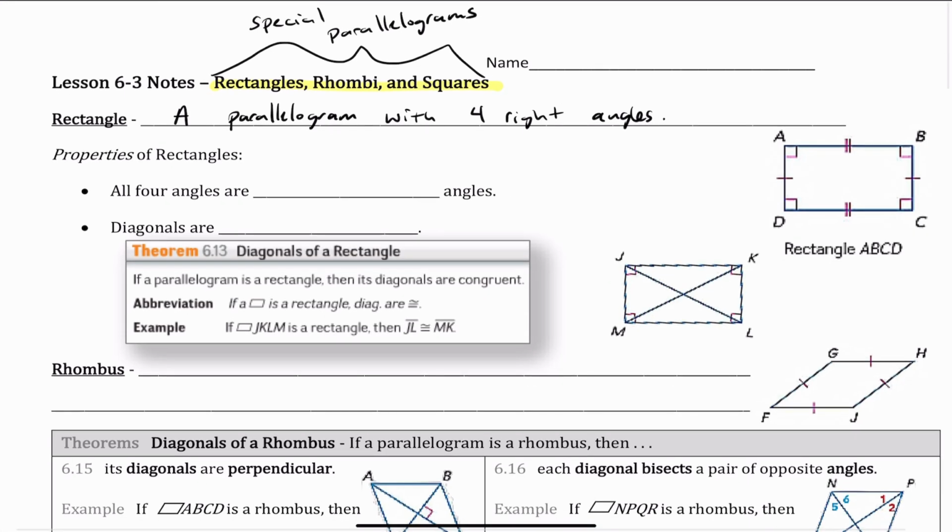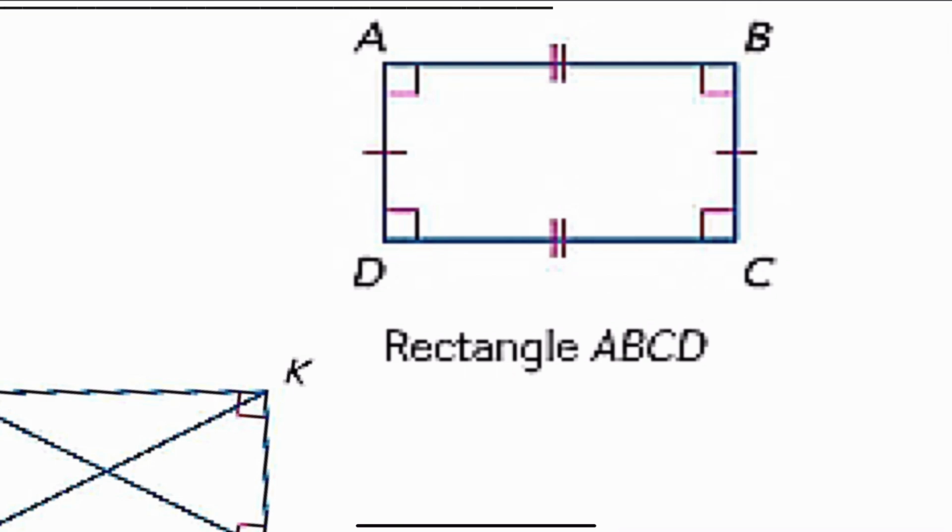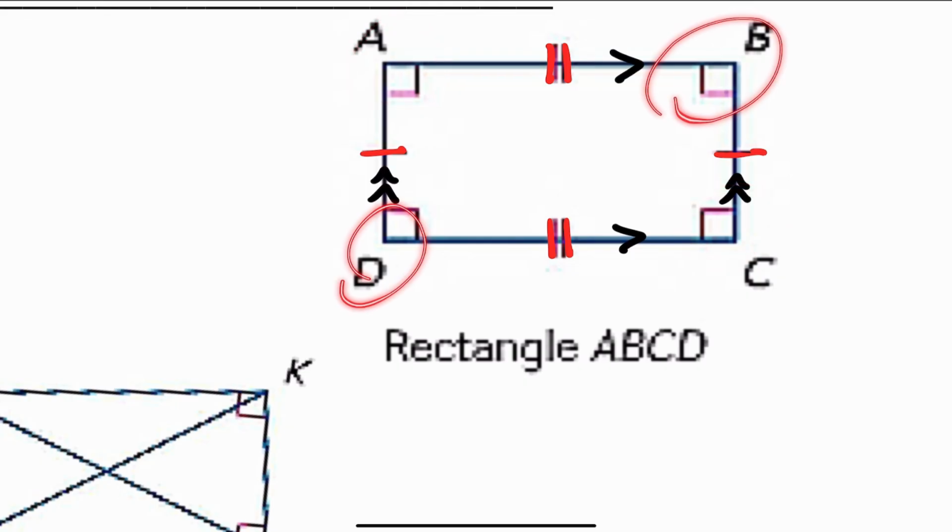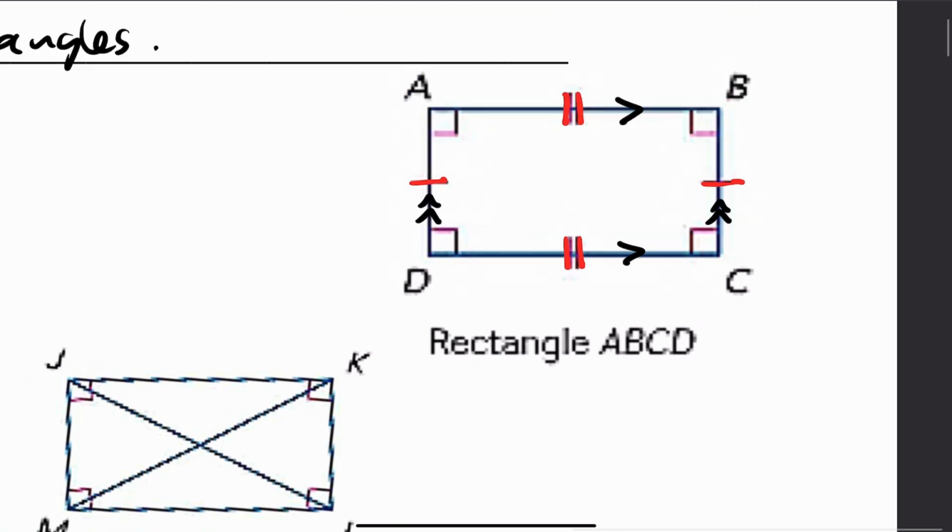So here's a picture of a rectangle. We call it rectangle ABCD. Now, don't forget, it is a parallelogram. It has all of those properties. We say that the opposite sides are parallel. We say that the opposite sides are congruent. The opposite angles are congruent, but don't forget, it's a rectangle. All of the angles are right. And then the consecutive angles are supplementary.